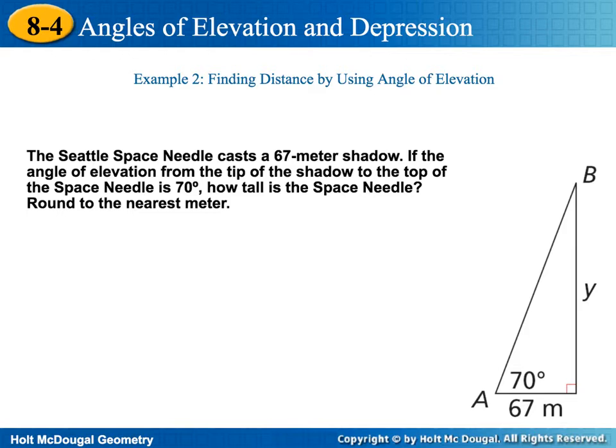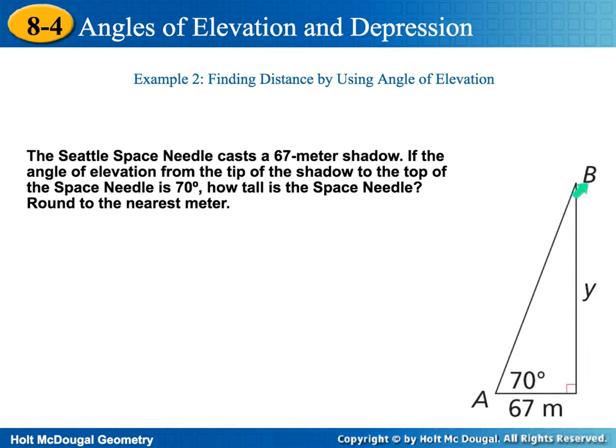So they have already filled in the diagram for you. As you become better and better at these problems, they will not give you this diagram. They will just give you this, and you have to draw this. So what I would do if I were drawing this, I would say, well, the Seattle Space Needle casts a 67-meter shadow.